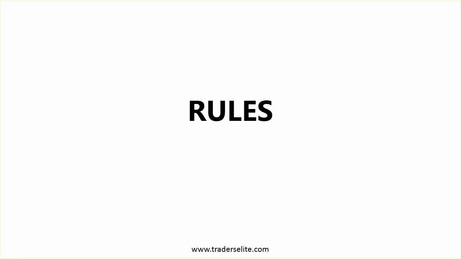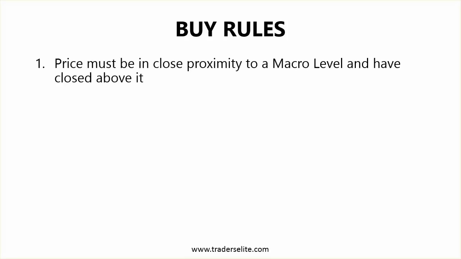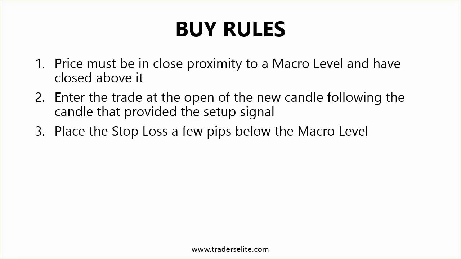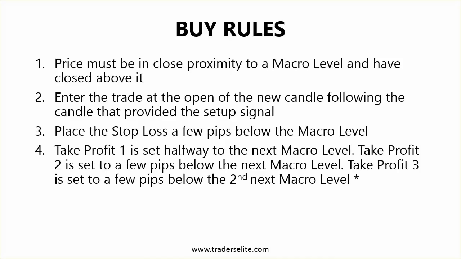So let's cover the rules. Buy rules. Price must be in close proximity to a macro level and have closed above it. Enter the trade at the open of the new candle following the candle that provided the setup signal. Place the stop loss a few pips below the macro level. Take profit 1 is set halfway to the next macro level. Take profit 2 is set a few pips below the next macro level. And take profit 3 is set a few pips below the second next macro level.